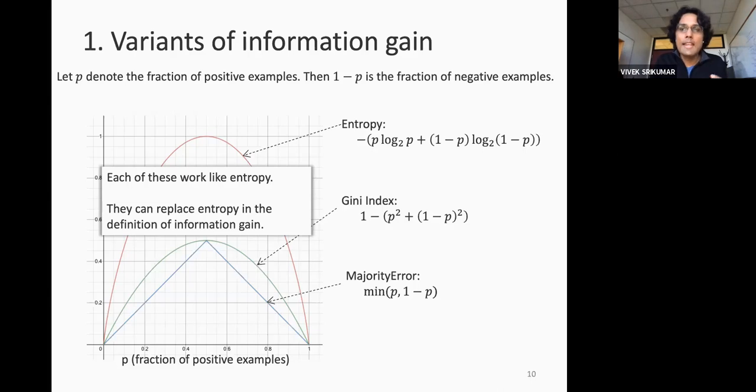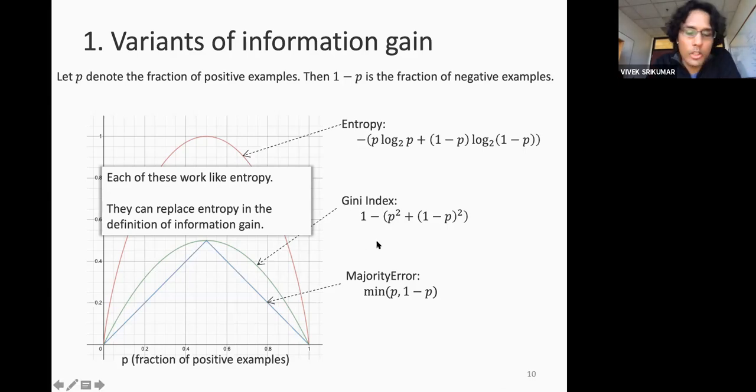So you can define information gain. We saw it as total entropy minus the average entropy when you split on that feature. Instead, you can say the total majority error minus the average majority error when you split on a feature, or the same for Gini index. And you can replace entropy in the definition of the information gain when you do this. Entropy was what was used in the original definition of the ID3 algorithm, but there are variants. A popular family of decision tree algorithms called CART use Gini index.